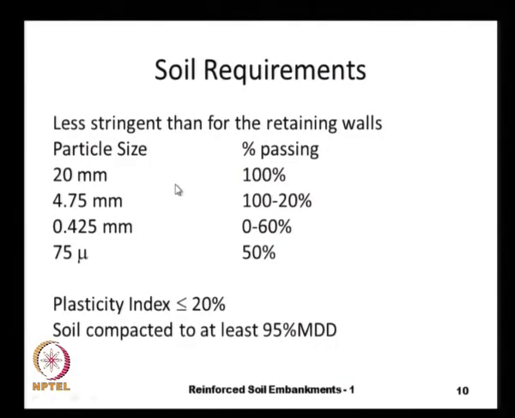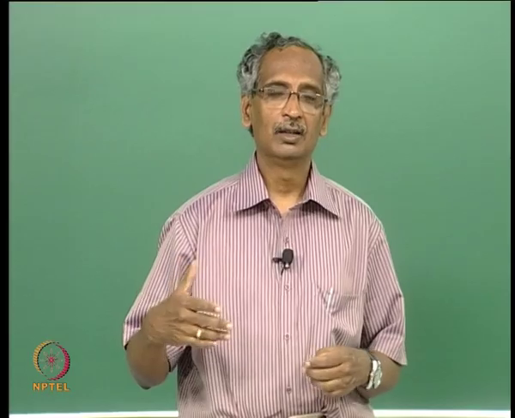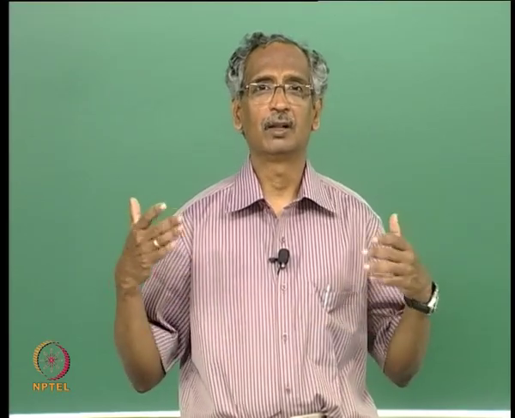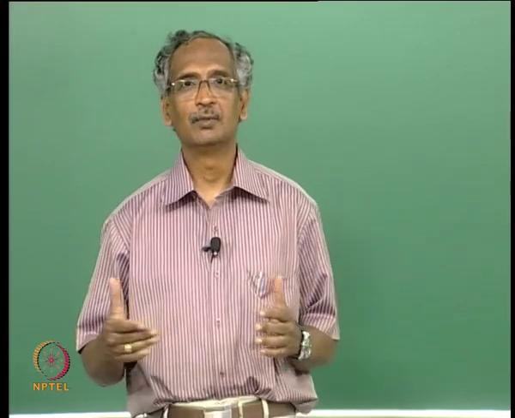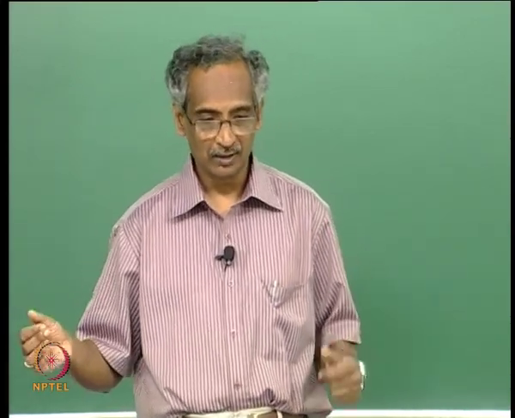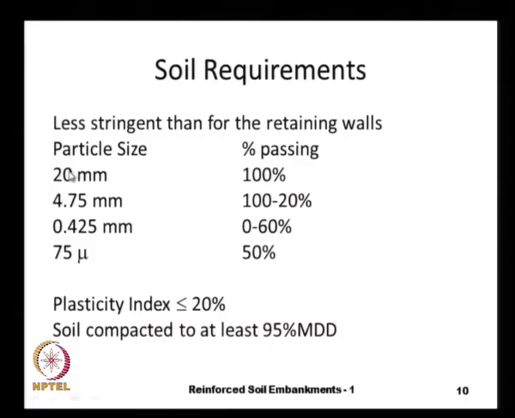And what are the requirements of the soils for the construction of embankments or the slopes? The requirements are a bit less stringent as compared to the vertical retaining walls, mainly because these embankments or the slopes can tolerate larger deformations, because they are spread over a very large area. The gradation is given here, but one thing that we need to see is we can have about 50% of the fines passing through 75 micron sieve.